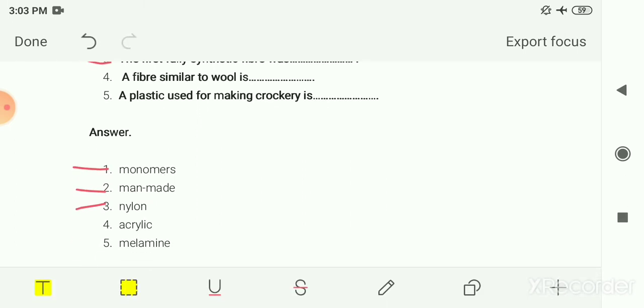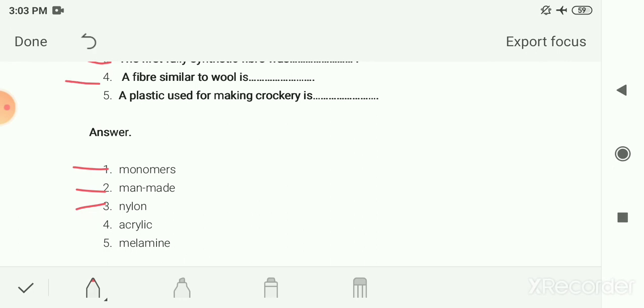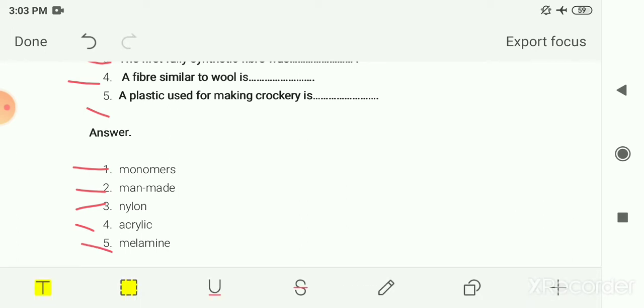Next is, a fiber similar to wool is blank. So the fiber that is similar to wool is acrylic. Last blank is, a plastic used for making crockery, or you can say cooking utensils, is blank. So the plastic used for making crockery is melamine. It is the thermosetting plastic, and this kind of plastic is used in the making of cooking utensils like handles of these cooking utensils. So melamine is your answer.